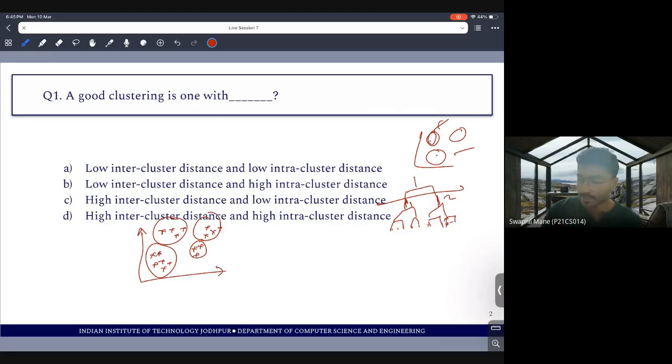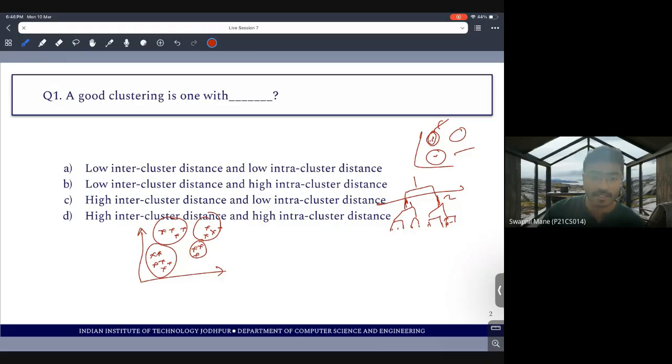Similarly, in k-means, we give the k parameter, how many clusters you want. Based on that, it decides two centroids, and based on these two centroids, it tries to find the clusters. DBSCAN does not require a hyperparameter from the user. It finds the clusters based on its own algorithm.